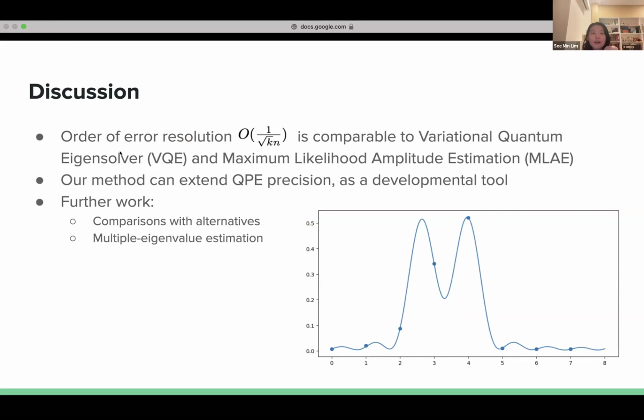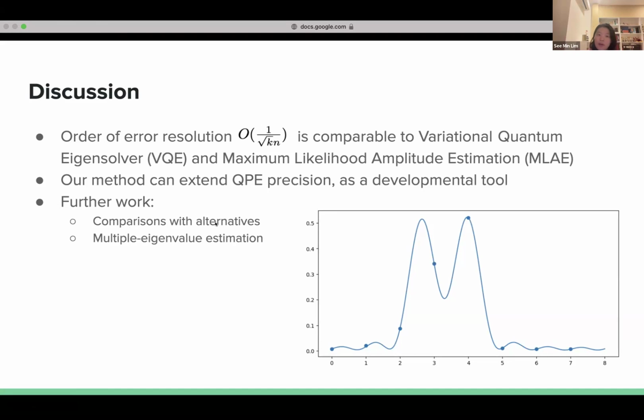Our order of error resolution of 1 over square root of k times n, predominantly order 1 over square root k, is comparable to front-running methods in this field, such as the VQE, the variational quantum eigensolver, and another method like maximum likelihood amplitude estimation. Our method can extend this QPE precision, as we have previously discussed, and it can be used as a developmental tool. For example, given this NISQ era, there's only a certain precision we can achieve using a limited number of qubits. With our method, we can achieve a higher precision with the QPE method, and this can be part of a larger algorithm to test it out.